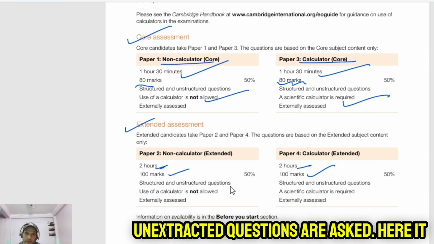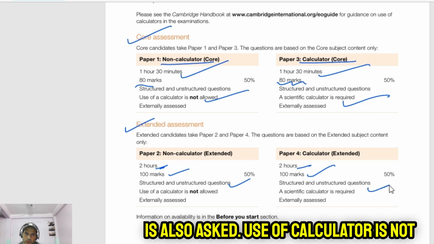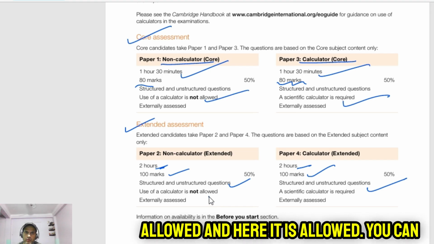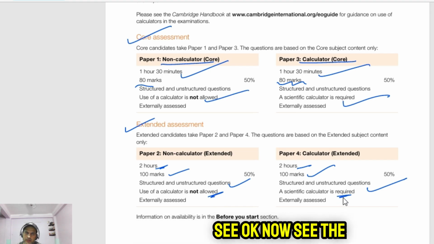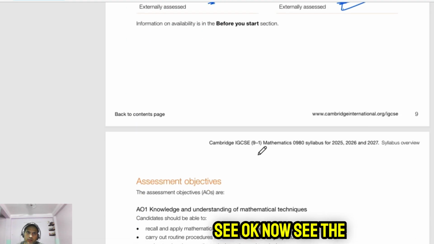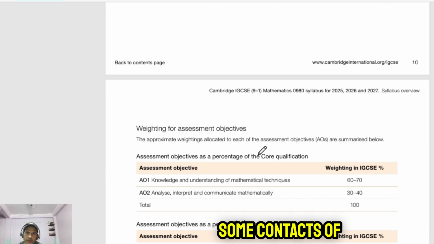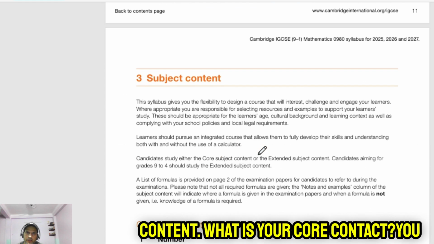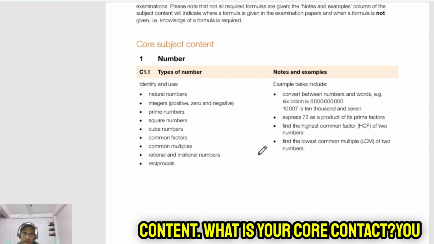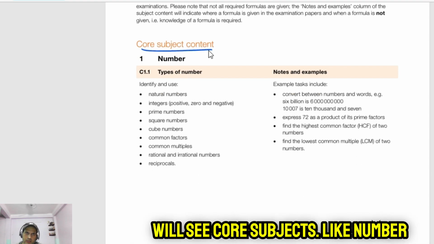Structured and unstructured questions are asked. Here it is also asked. Use of a calculator is not allowed here, and here it is allowed. You can see. Okay. Now see some of the context of the content. What is the core content? You will see core subjects like the number system.